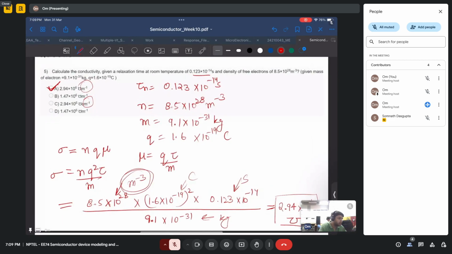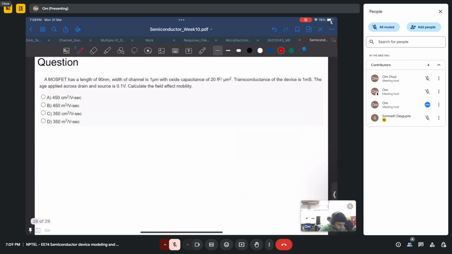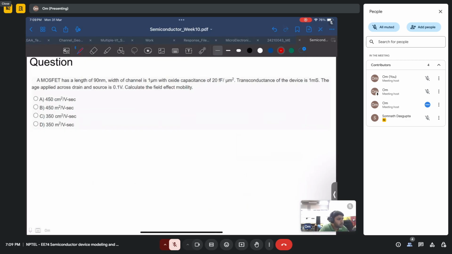Okay, so I have one more question for today. A MOSFET has a length of 90 nanometers. Width of the channel is 1 micrometer and the oxide capacitance is 20 femtofarad per micrometer square. Transconductance of this device is 1 millisiemens. The voltage applied across the drain and source is 0.1 volts. We have to calculate the field effect mobility.